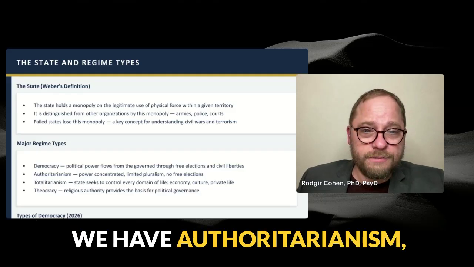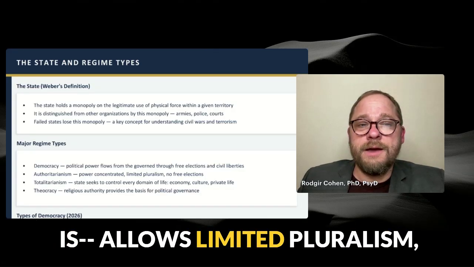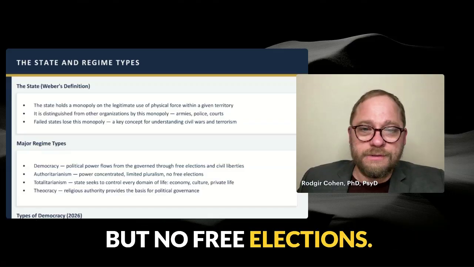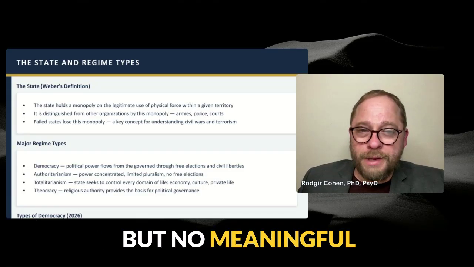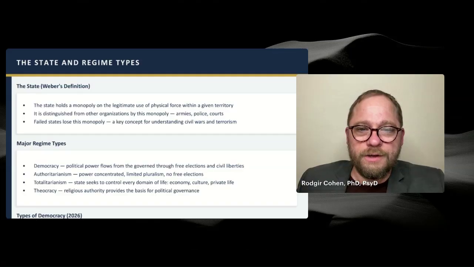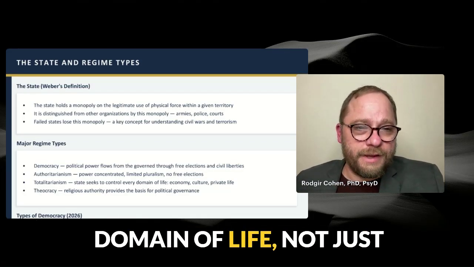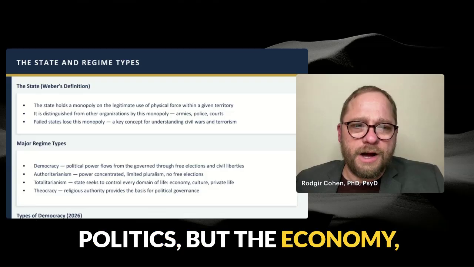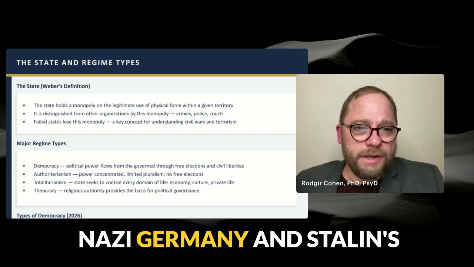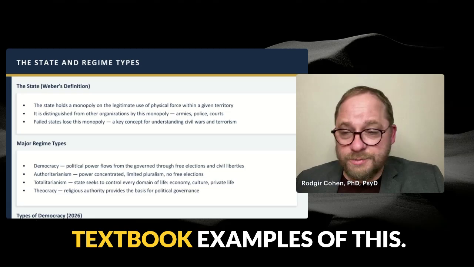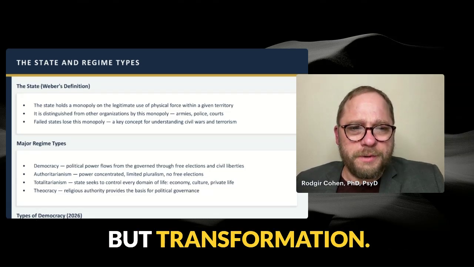We have authoritarianism, where power is concentrated in the leader or party that allows limited pluralism but no free elections. Some civil society exists, some economic freedom, but no meaningful political competition. Totalitarianism is where the state seeks to penetrate and control every domain of life, not just politics, but the economy, culture, family, religion, and private thought. Nazi Germany and the Stalinist Soviet Union are the textbook examples of this. The goal is not just obedience, but transformation.